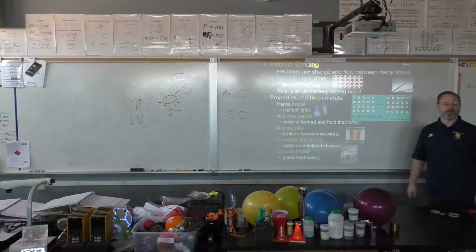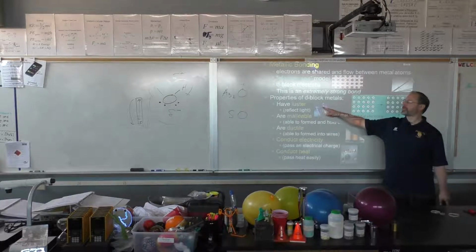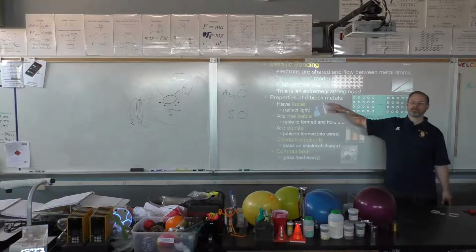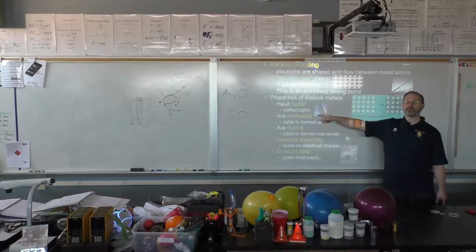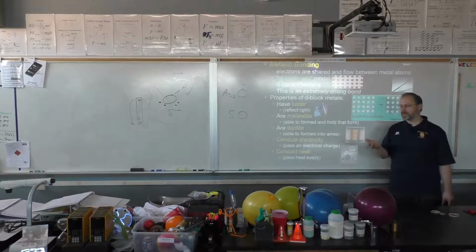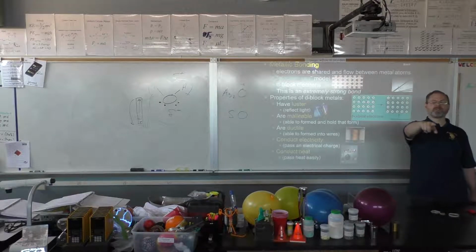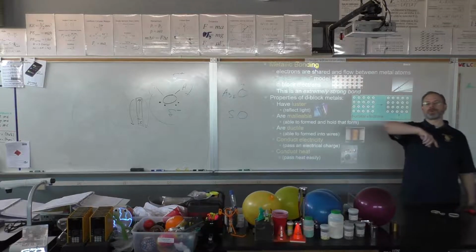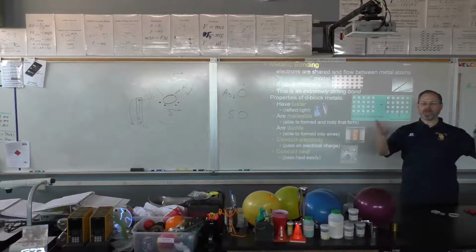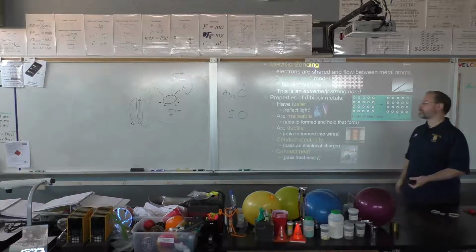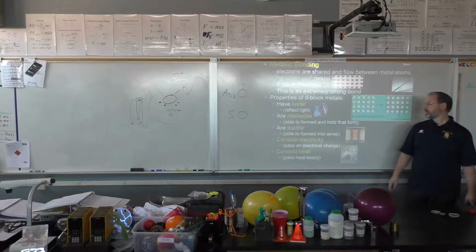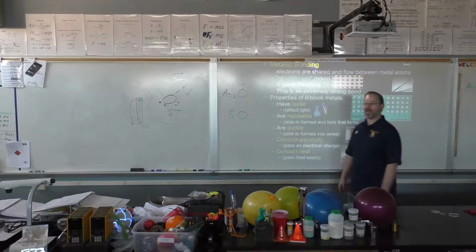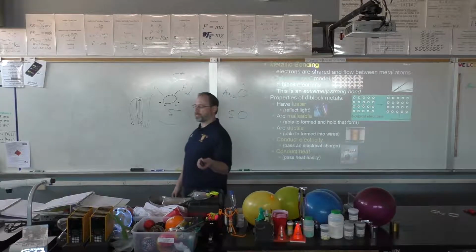So again, you learned about luster back in August. What is luster? Shininess. You learned about malleability. What's malleability? Able to be formed. Able to be pounded into sheets and hold that shape. Like they pounded the aluminum rods in the tripod into a shape, and it stays that way. Ductility, good thing we have ductile wires, and then electricity conducts heat. And that's all due to the electron sea model.